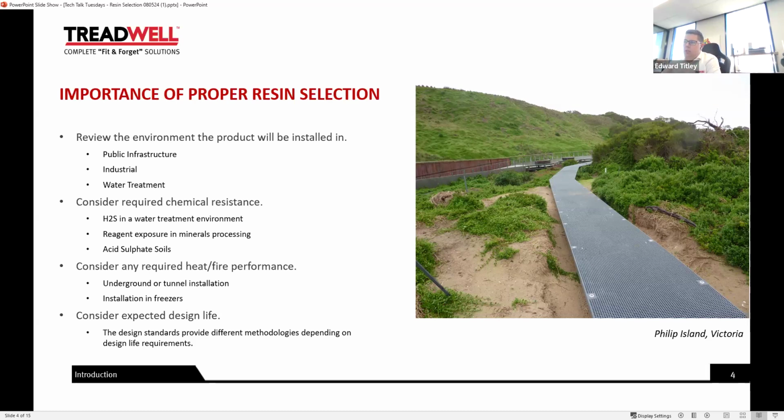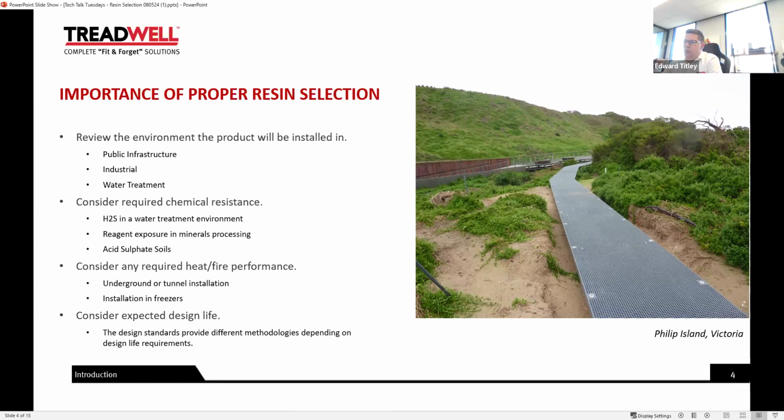Considering required chemical resistance, we've already kind of mentioned that. Water treatment environment could be H2S exposure, could be reagent exposure, minerals processing. Might be acid sulfate soils if we're doing a public infrastructure environment, the pile or a pier posted below ground. We might need to consider a resin system that's suitable to be durable in that environment.